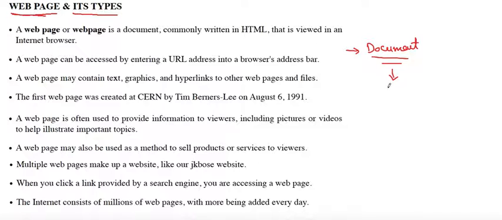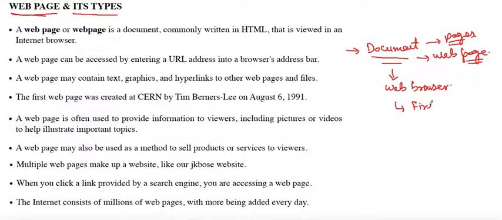If a document can be rendered by a web browser, we call that document a web page, or sometimes simply just a page. Those documents which can be rendered or displayed by web browsers like Firefox and Google Chrome, we call web pages.